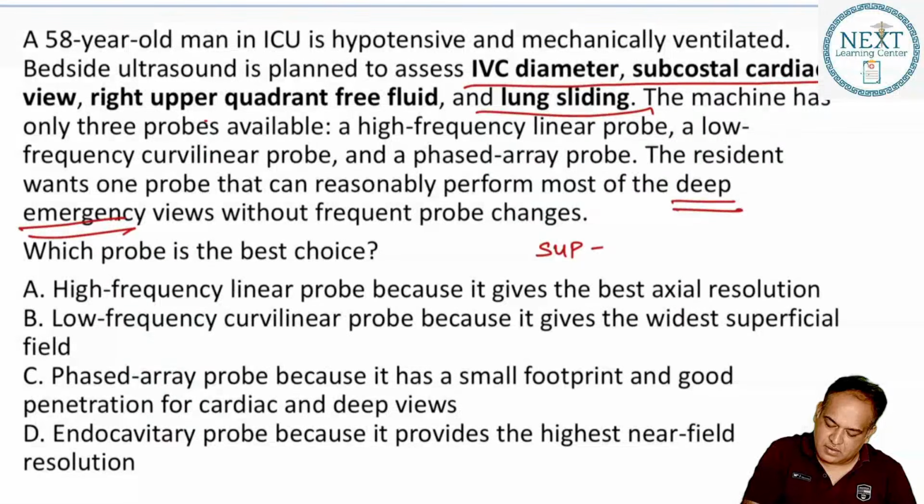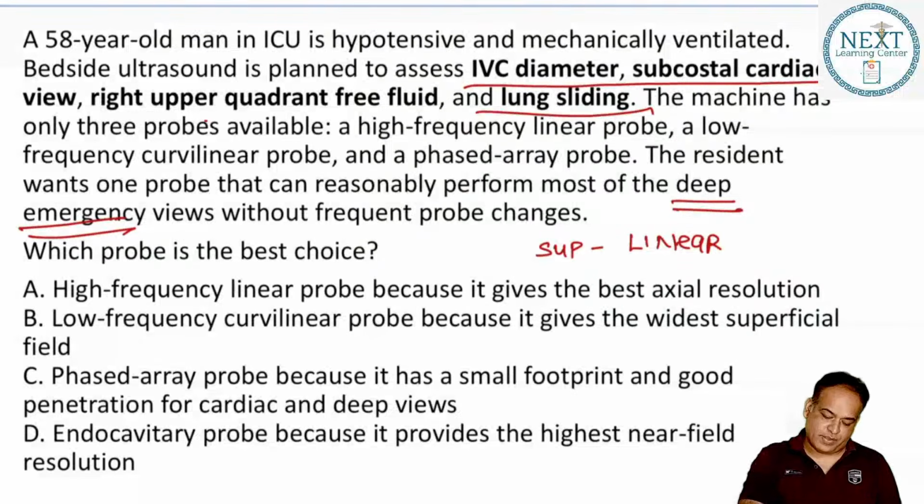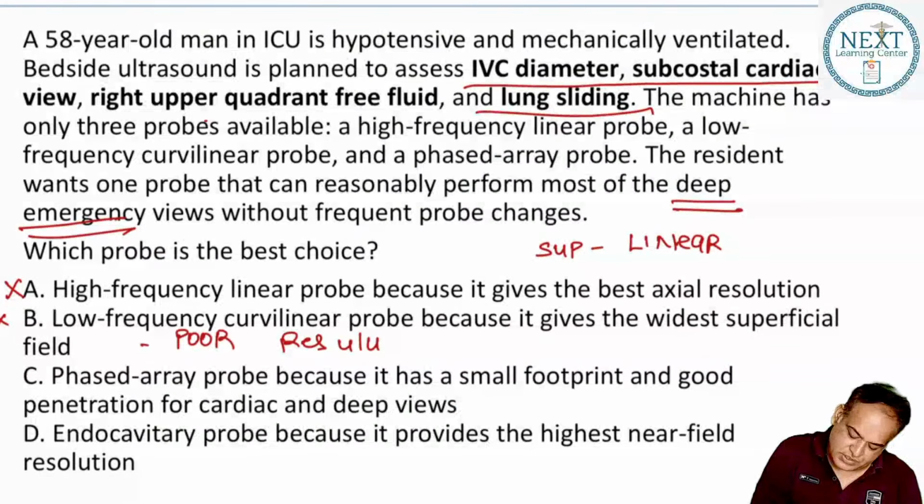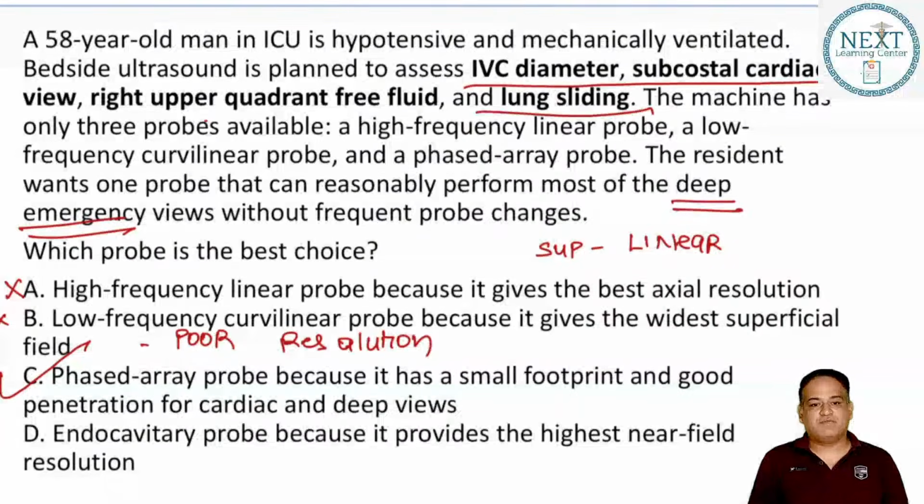Superficial structures, that is the linear probe with a high frequency. So the high frequency linear probe is not to be used because we want to see deep. Low frequency curvilinear probe: what is the problem with a low frequency probe? It has very poor resolution, and we want to see the heart also. That is why the phased array probe is preferred.